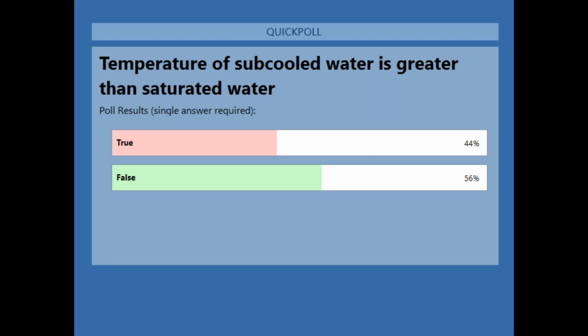Let me hide this and let me talk about the next question. Now this is about the dryness fraction concept which we discussed yesterday.